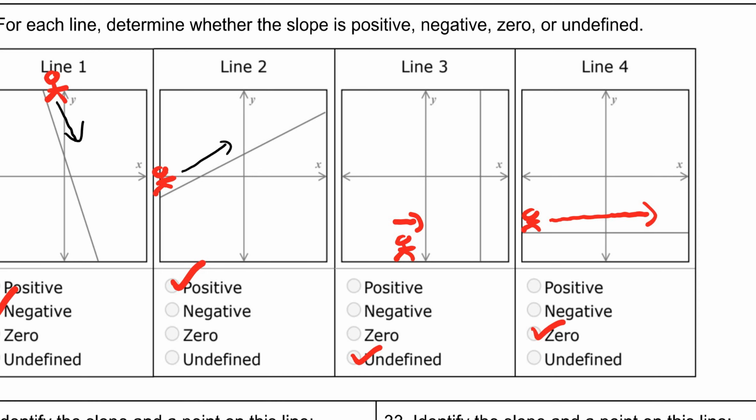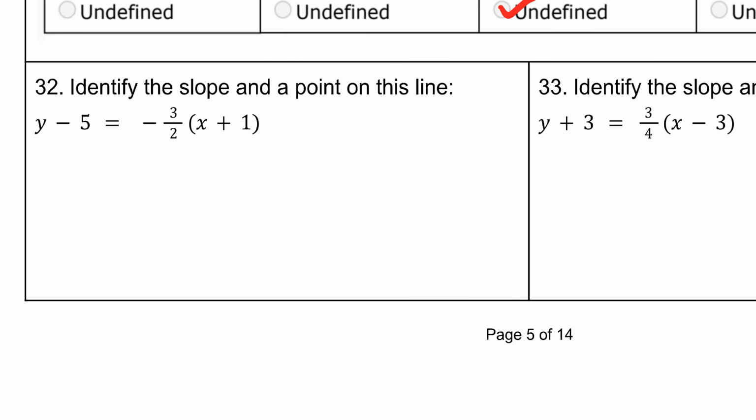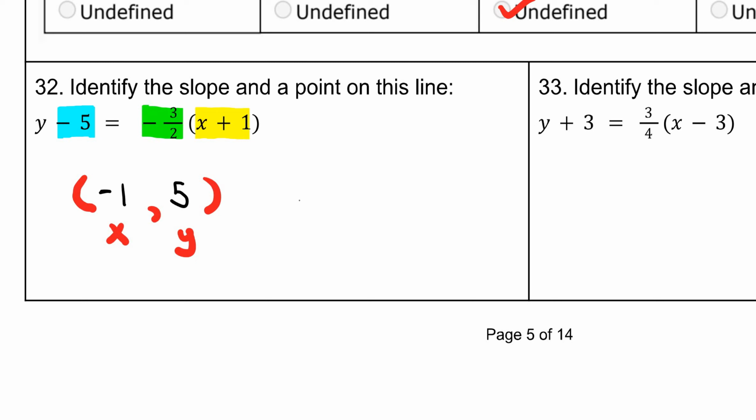Okay, let's move on to question number 32. Identify the slope and a point on this line. Okay, so if you want to find a point on the line, you just need an x value and a y value. And from the previous lessons, if I have x plus 1, we just take the opposite value of 1, which is negative 1. And since we have a negative 5, we take the opposite value, which is positive 5. So there's my coordinate, negative 1 comma 5. And my slope is just this thing right here. So the slope here is negative 3 over 2.